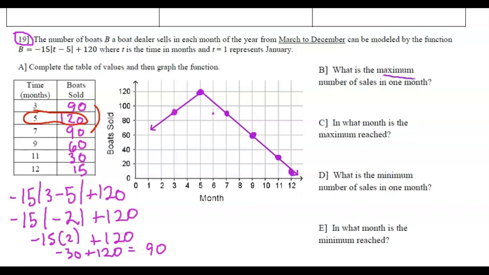Looking at B, it says, what is the maximum number of sales in 1 month? So to look at this would be talking about the vertex. The maximum number of sales was 120 boats sold. The month that was 5. The minimum number of sales in 1 month would be the last one, the 12th month. And that was only 15 sales.